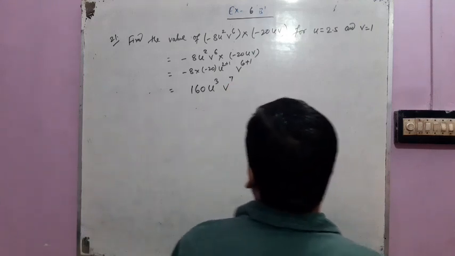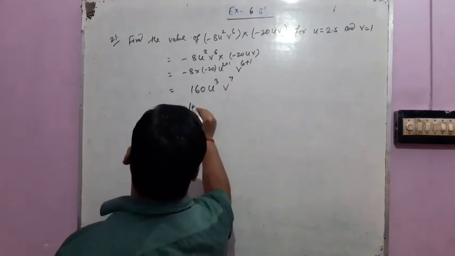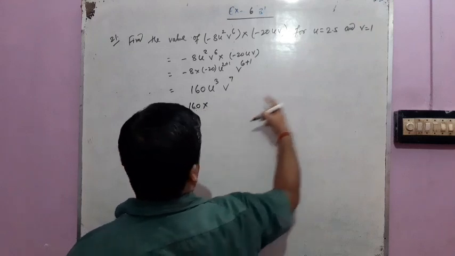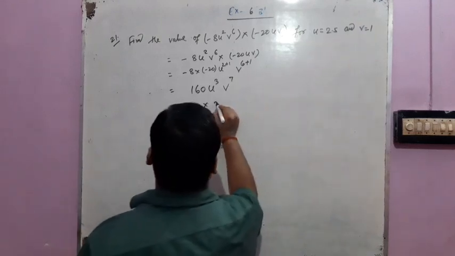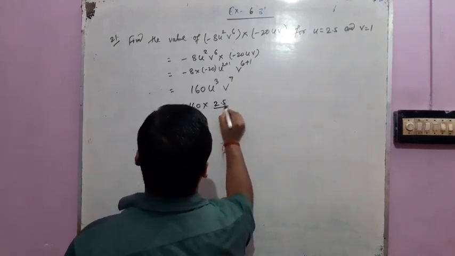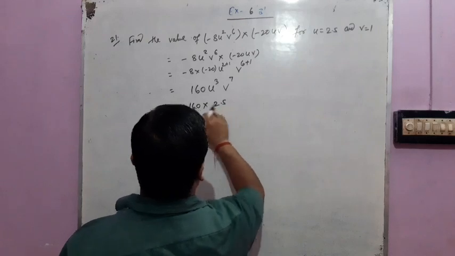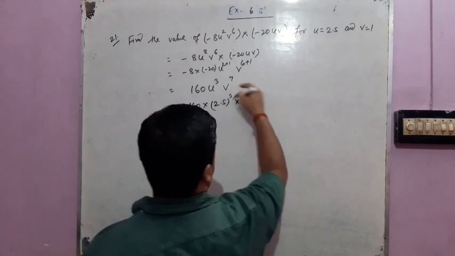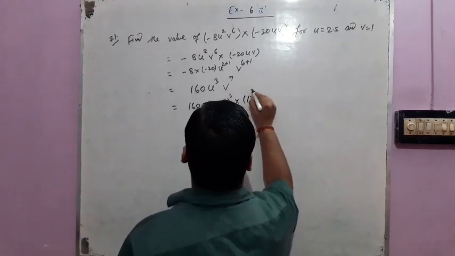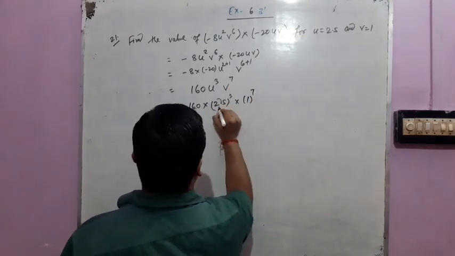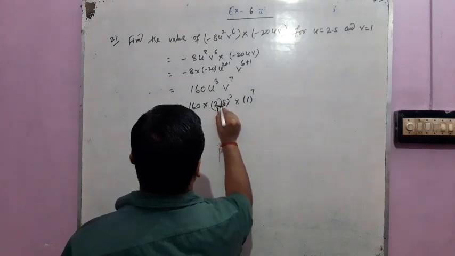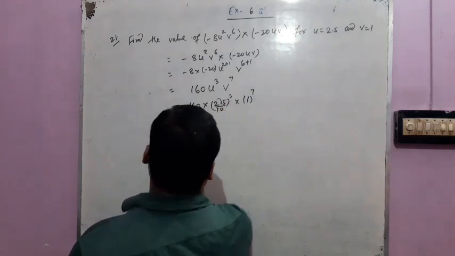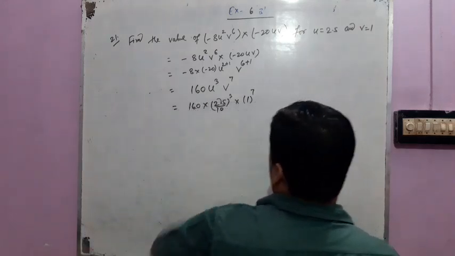Okay students, now we are going to put in the values of u and v. The value of u is given here as 2.5, so we have to take the cube of 2.5, and the value of v is 1, so we have to take the power 7. If we remove the decimal from here, after the decimal there is only one digit, so we are putting a 0 here.